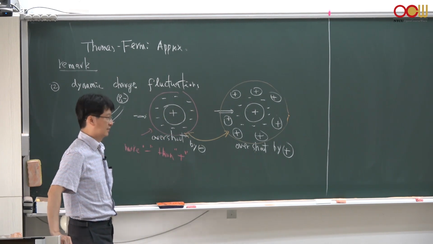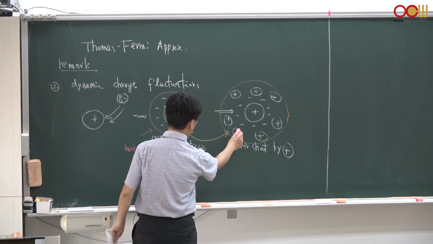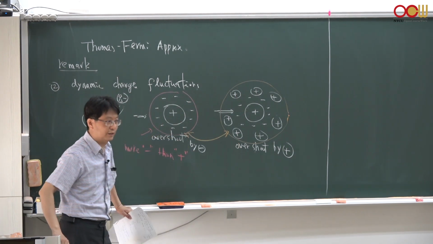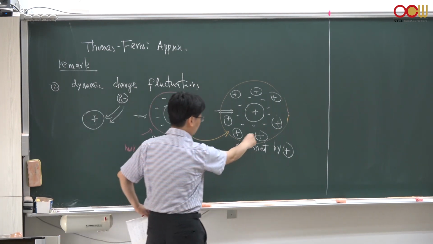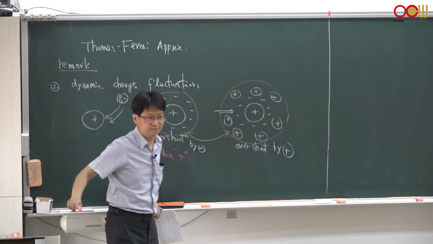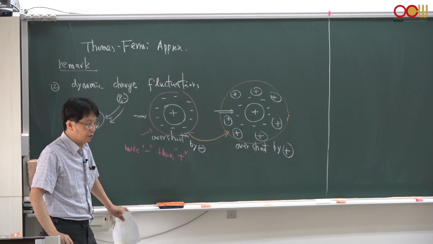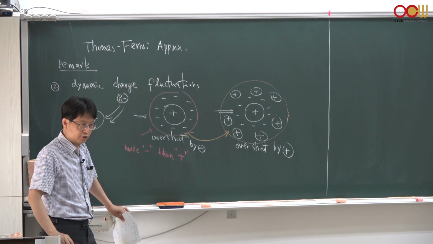And then again, this will attract negative charge electrons, and you will get back to the overshooting by negative charge, and then back to the overshooting by positive charge, and negative charge, and positive charge. And this is the origin of dynamic charge density fluctuations.